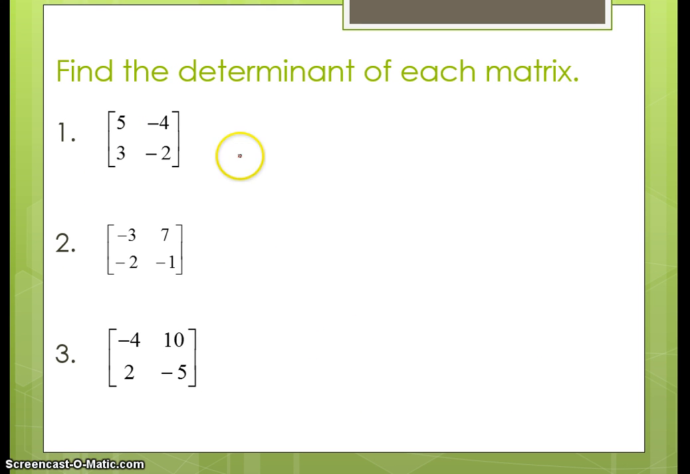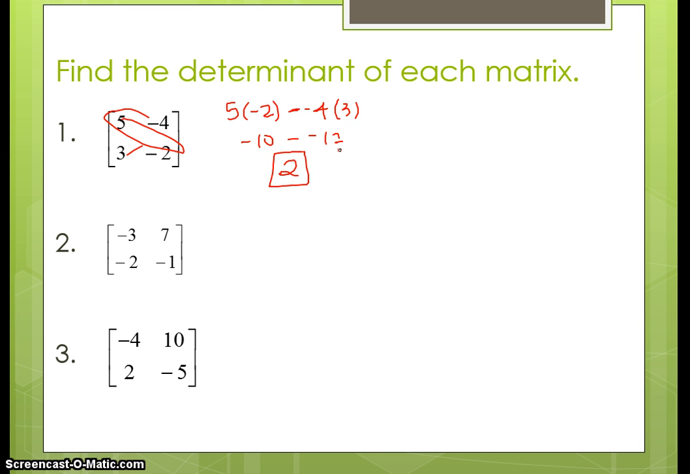So let's actually do that. Here on number 1, I'm going to do 5 times negative 2. Then I'll do negative 4 times 3. And I'm subtracting those two answers. So I get negative 10 minus a negative 12, which would just be positive 2. My determinant is 2. Your determinant should be a number.